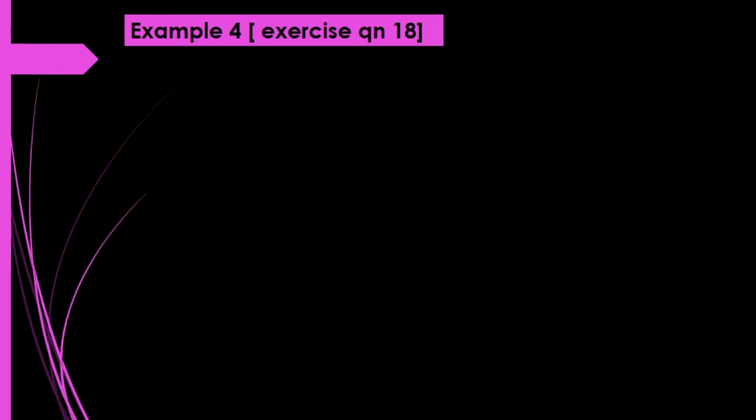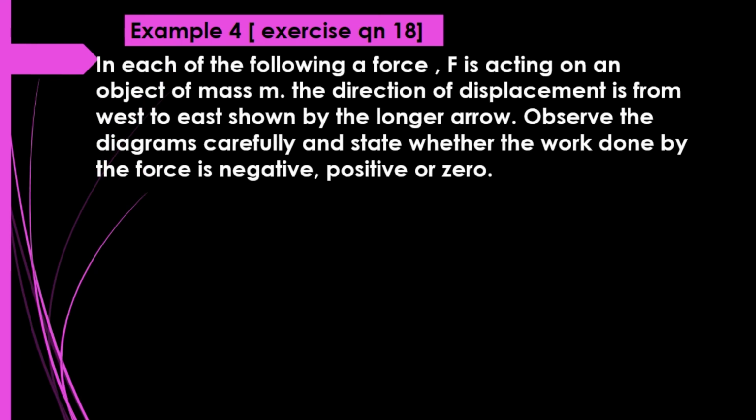Fourth question. In each of the following, a force F is acting on an object of mass m. The direction of displacement is from west to east, shown by the longer arrow. Observe the diagrams carefully and state whether the work done by the force is negative, positive or 0. Here, 3 situations are given. This is the first situation. You can see the direction of the force applied and the longer line indicates the direction of displacement.